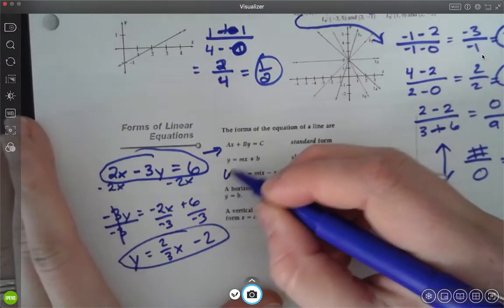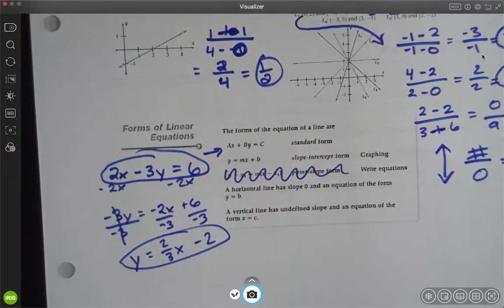Now, they also have something called point-slope form, and I'm not going to deal with it because I don't like it very much. It has a time and a place. Point-slope form is important sometimes. Slope-intercept form, I think, is easier, always, okay?